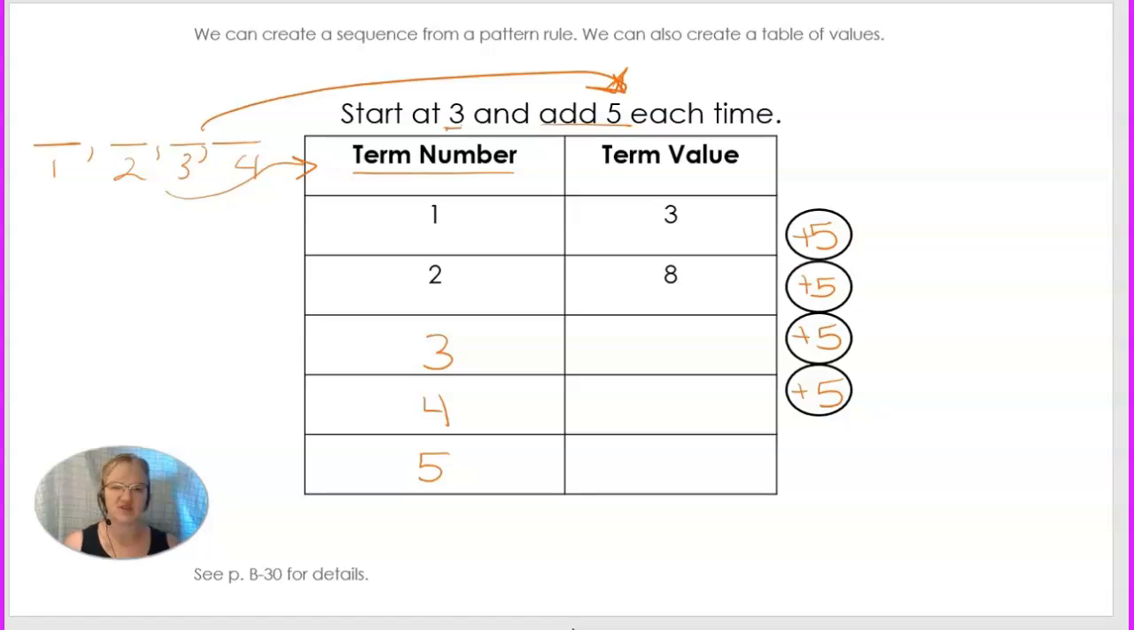So then we just need to go back and fill in these values for the term value or the number in the sequence. So 3 plus 5 we said was 8. 8 plus 5 will be 13. 13 plus 5 will be 18. And 18 plus 5 will be 23. So we could write that as a sequence, 3, 8, 13, 18, and adding in our fifth term there, 23. And here's the term numbers, 1, 2, 3, 4, 5. So you can see how we can take the sequence and just turn it on its side to make the t-table.